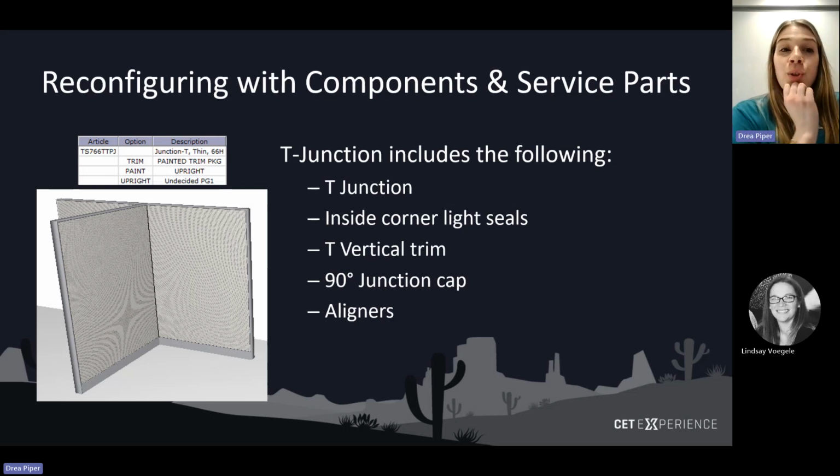My next little trick here is reconfiguring with components and service parts. So I deal with a lot of product that comes as packages, or I also use this if I need to order a service part. So this example here, we have this T connector that has one model number. It comes as a package, but I know that if I were to break that T-junction up, it is made up of all these individual orderable components.